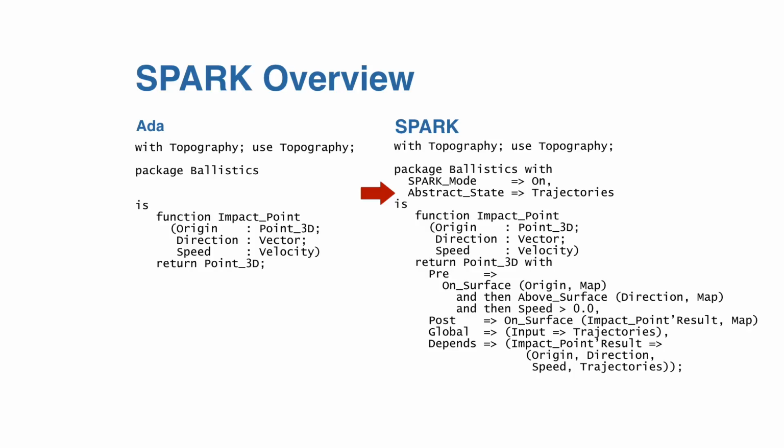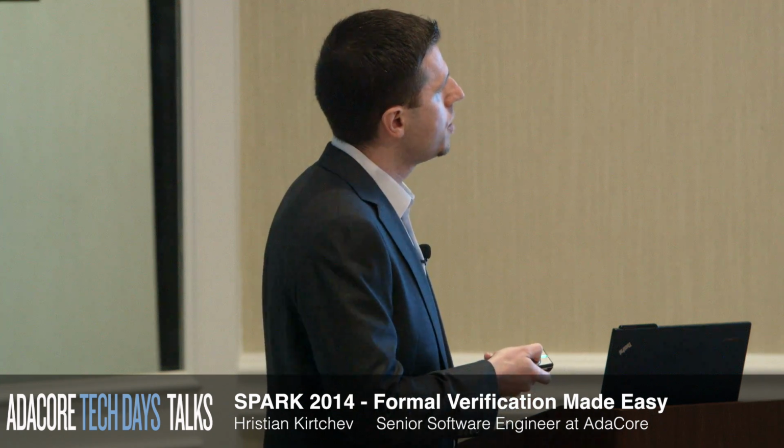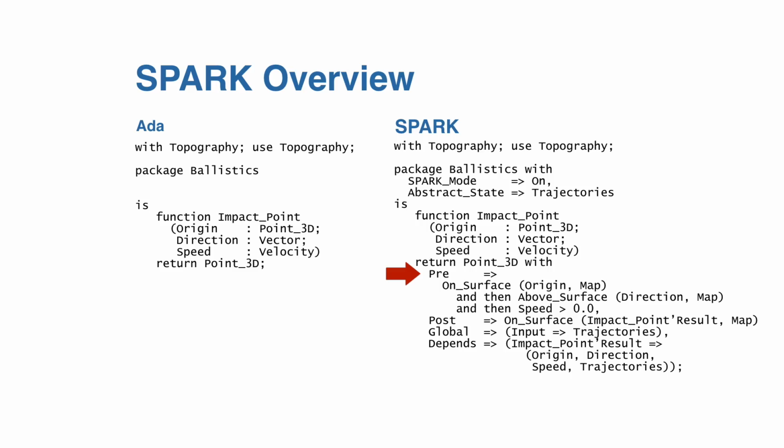Abstract state indicates that package ballistics will contain some internal library level data which is available to the outside as an indirection called an abstract state, and its name is trajectories. Going further to the function, pre stands for precondition, and it specifies the input requirements of the routine. In this case, we want the origin of the shot to be on the surface of the map. We don't want to be shooting at our feet, and the speed must be such that it propels the projectile.